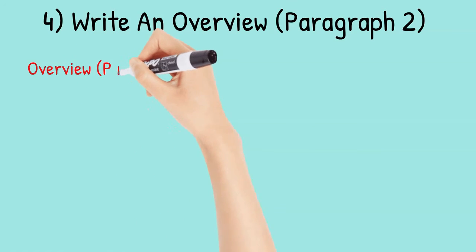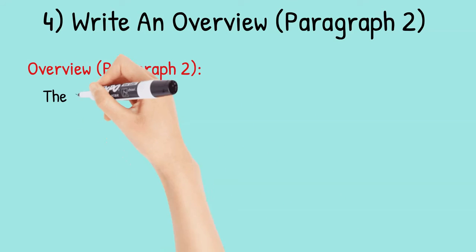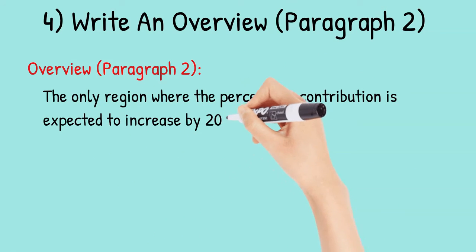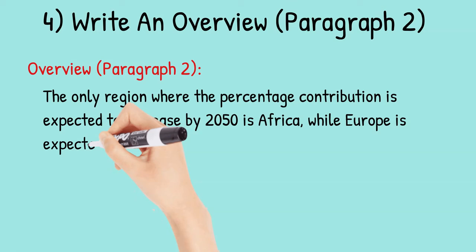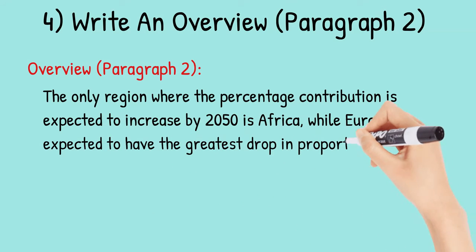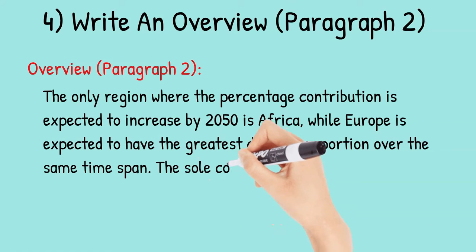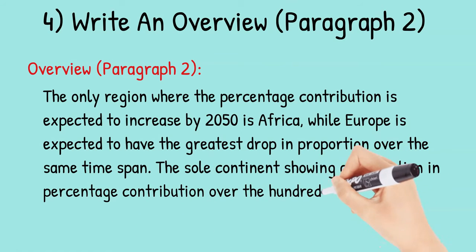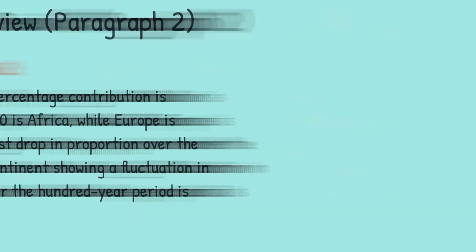For example, the overview or paragraph 2 could be written as, the only region where the percentage contribution is expected to increase by 2050 is Africa, while Europe is expected to have the greatest drop in proportion over the same time span. The sole continent showing a fluctuation in percentage contribution over the 100-year period is Asia.